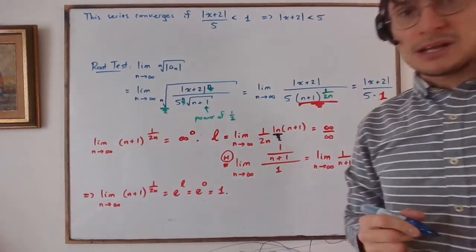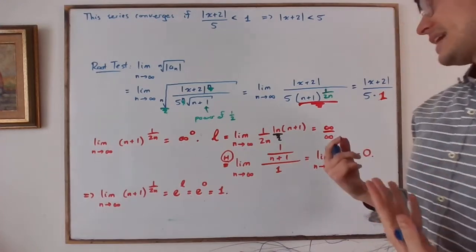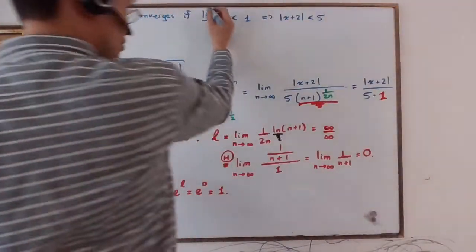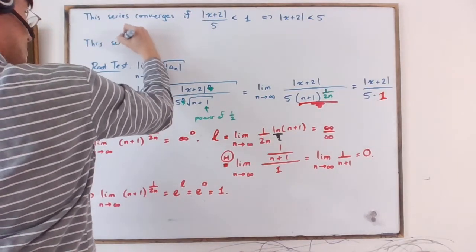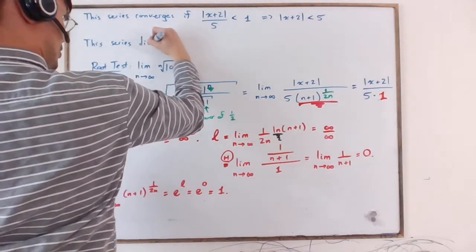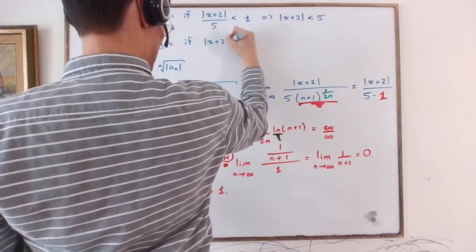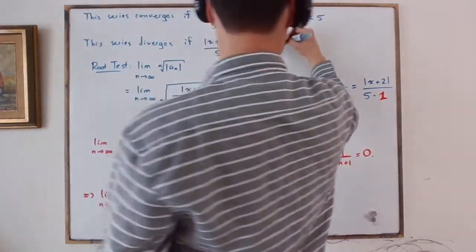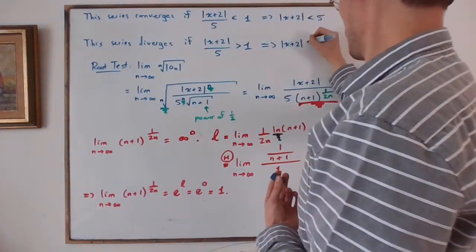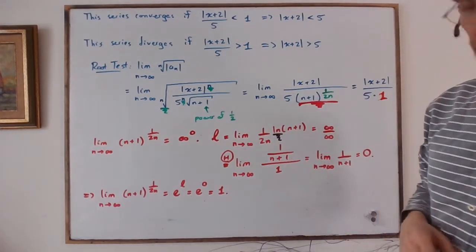Okay? We also know from the second case of the root test that the series will diverge if this is greater than 1. So this series diverges if the absolute value of x plus 2 divided by 5 is actually greater than 1. So in this case, the absolute value of x plus 2 will be greater than 5. Okay, so we do know some stuff.